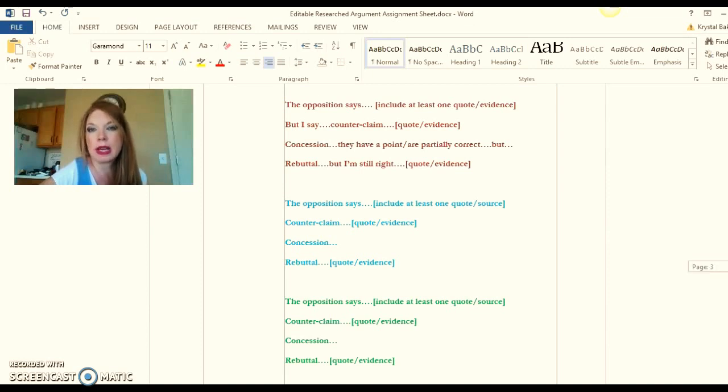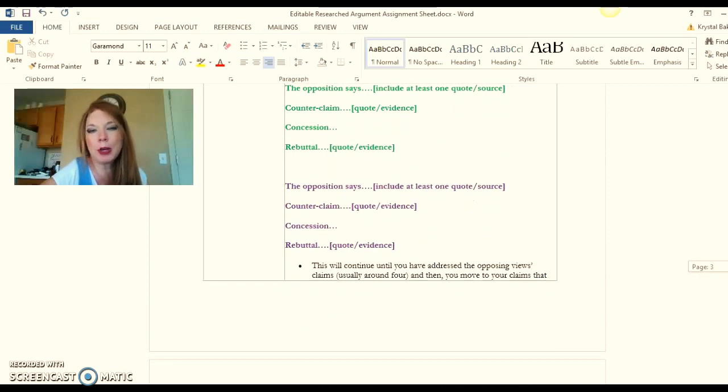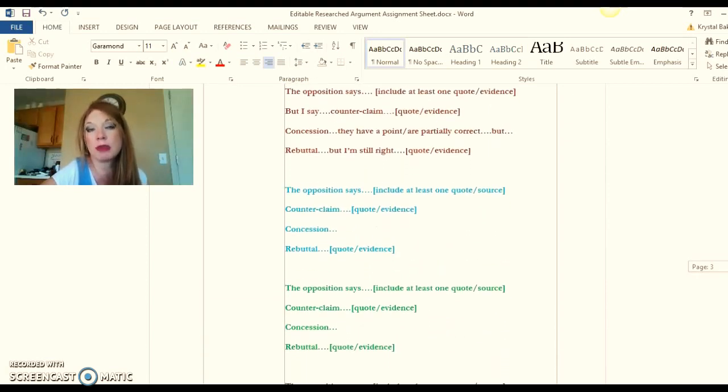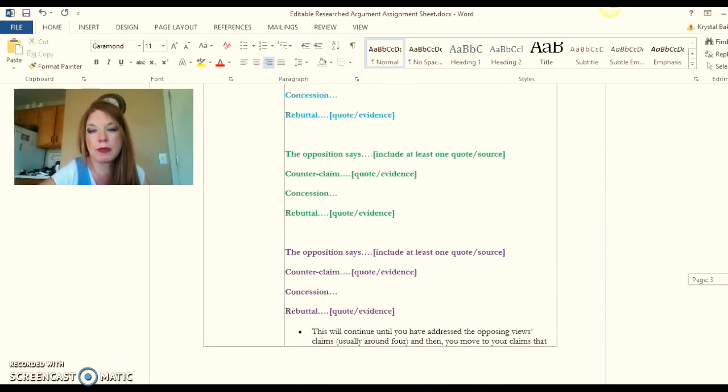So on here I've just color coded it. A brown one, a blue one, a green one, a purple one, just to show you that you will do the same thing like 4 times in a row. You can use subheadings if you want to. In MLA format, it's a matter of choice whether you like to use subheadings or not. It doesn't matter. Use them, don't use them, whatever you'd prefer.